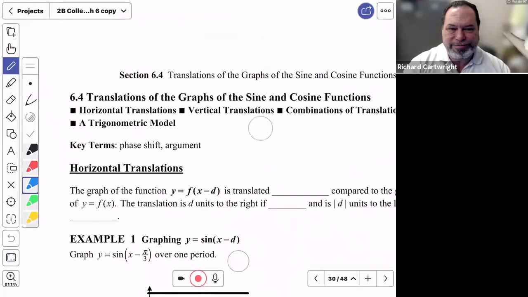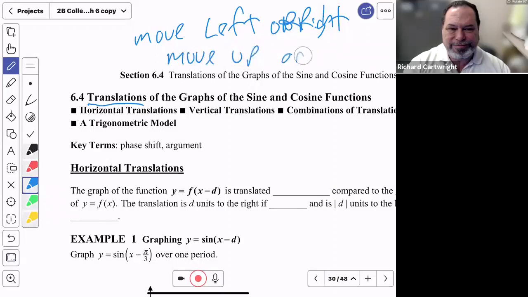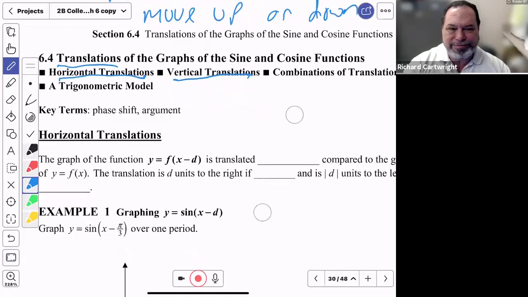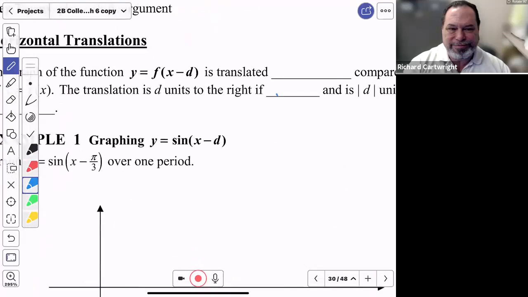We are doing translations. That means we are moving left or right, I can't do both, and moving up or down. Same rules apply. That's the horizontal, that's the left and right. This is your vertical, that's your up and down. This gets very complicated how he worded it. Let's just see what we're doing here.